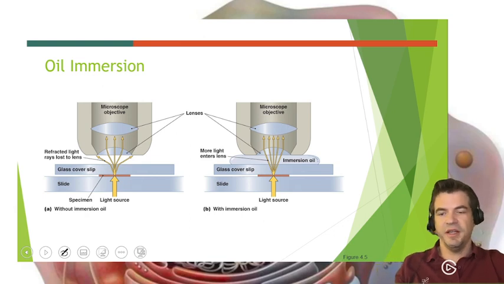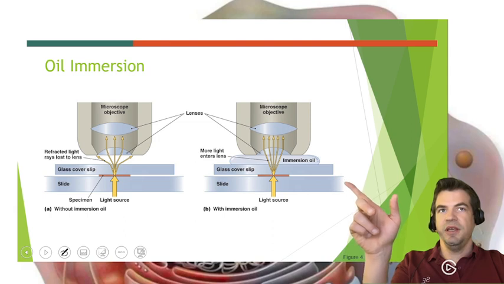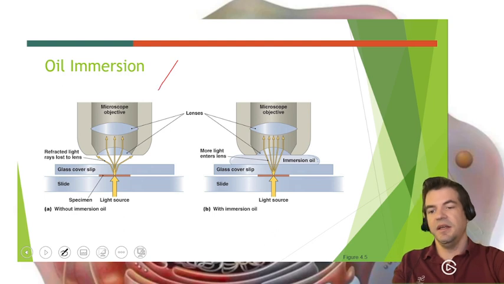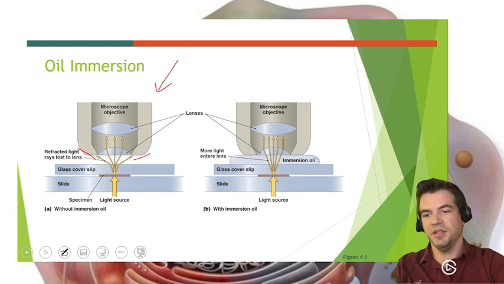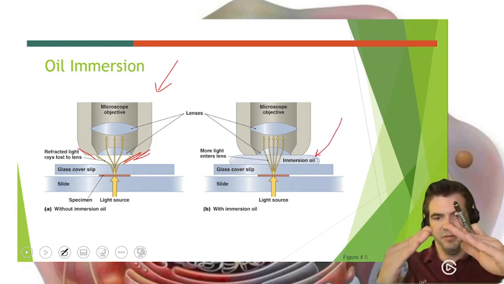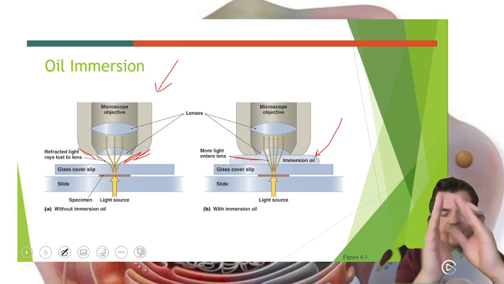Oil immersion, I kind of drew this on the board, but this is a better picture of it. All right, so as you can see in the picture on the left, you see that the light is scattering away from the objective lenses. All right, it's not touching the lens, which means your eye can't see it. It's touching the wall of the objective lens. Okay, but that immersion oil lowers the refraction and it makes more light enter the lens.